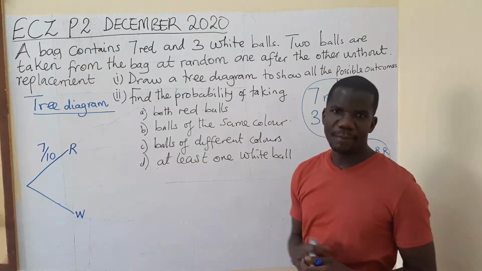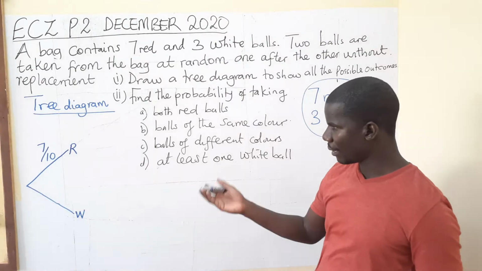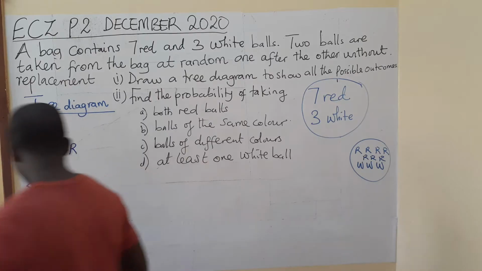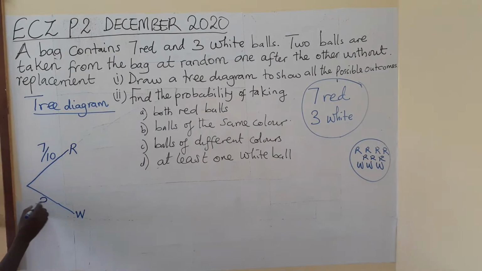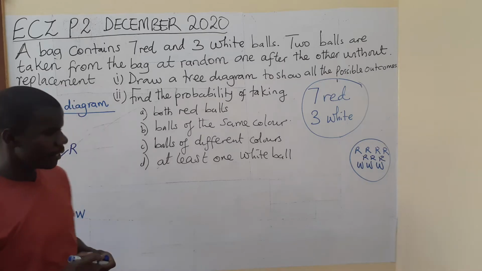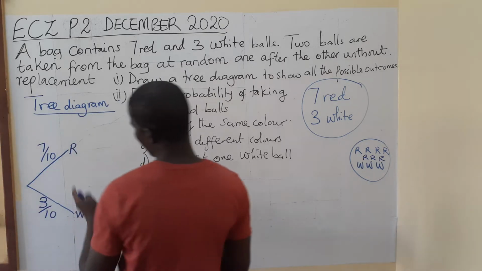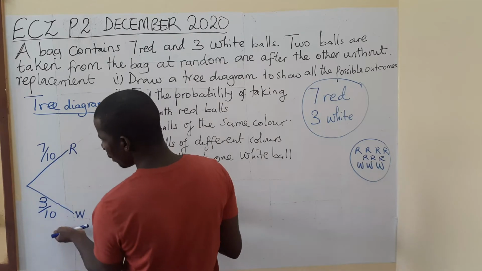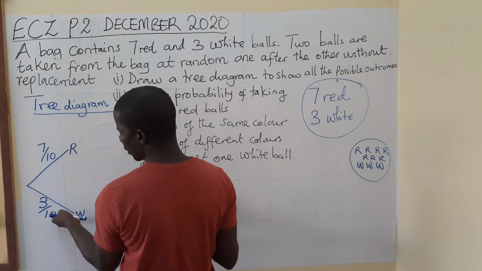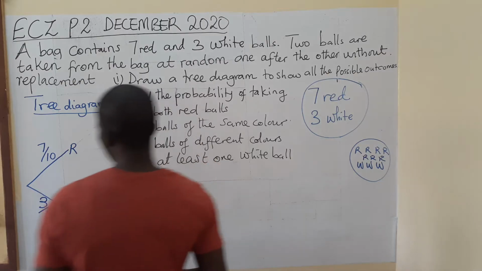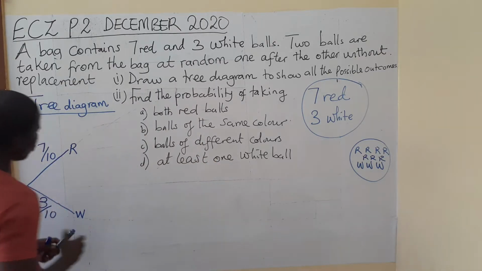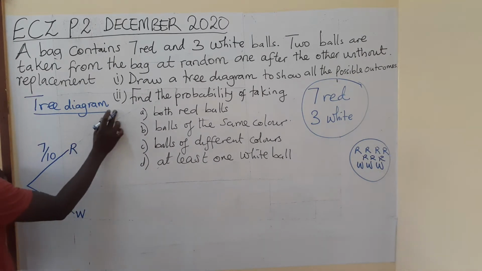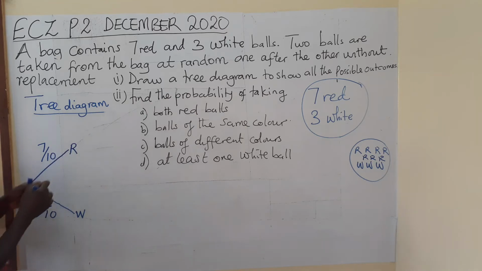The same is going to happen to the white ball. What are we going to have? We're going to have 3 over 10 because we have 3 white balls. So this is the first draw, where we can pick red, or white. If this one happens, of course this will not happen. So what about the second draw now? We are coming to this point.